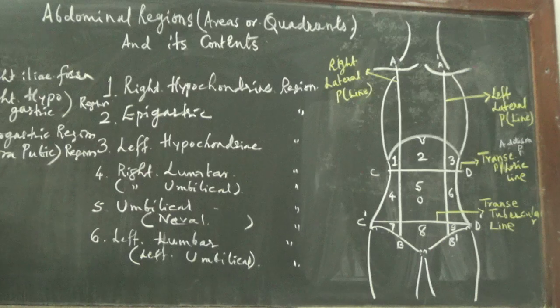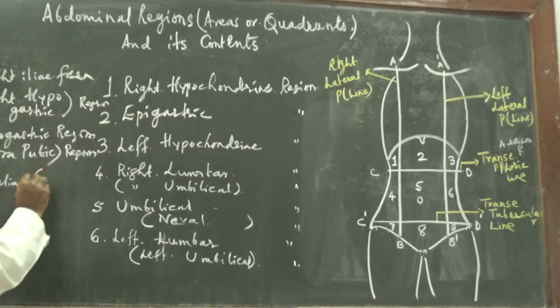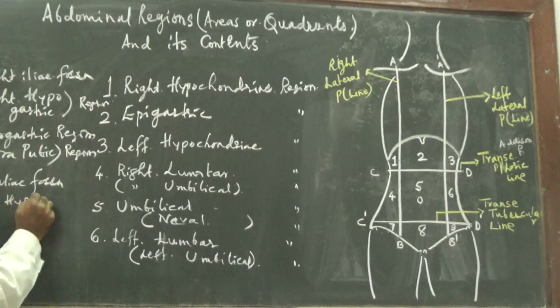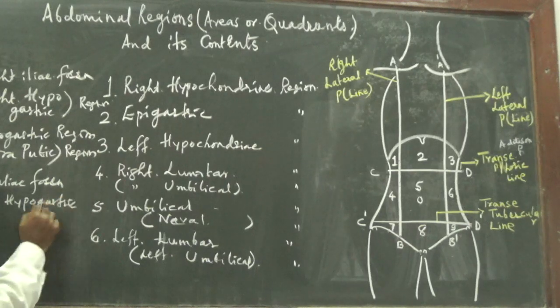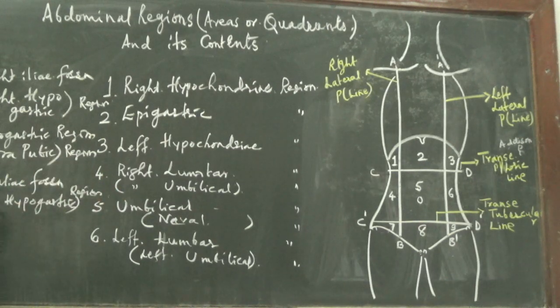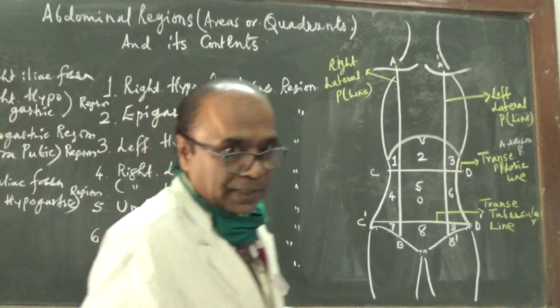Ninth, left iliac fossa, or left hypogastric region, or this one is also called as... So these are the 9 quadrants.